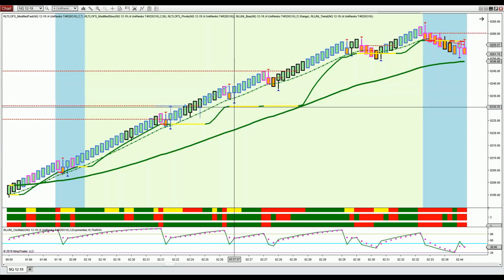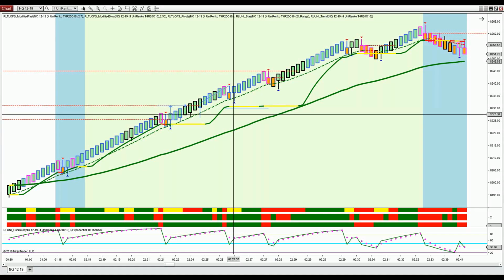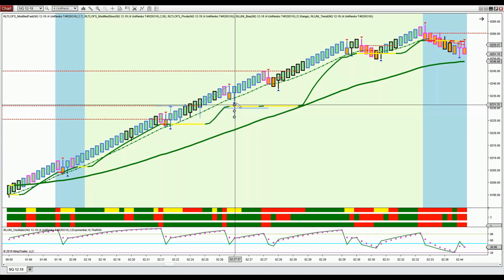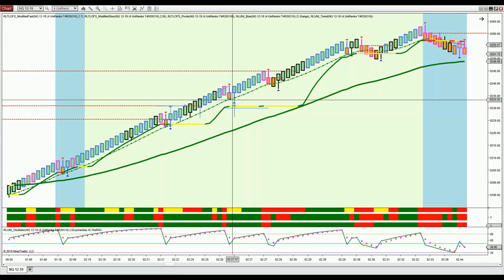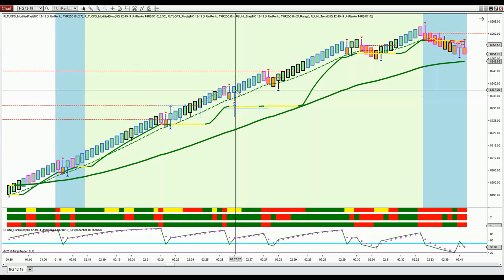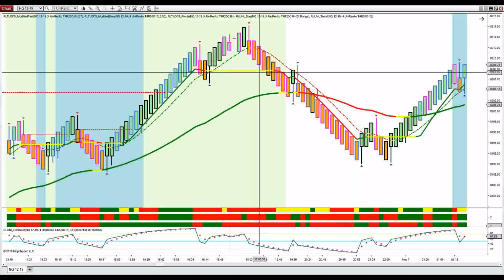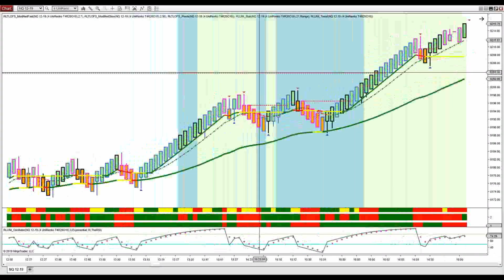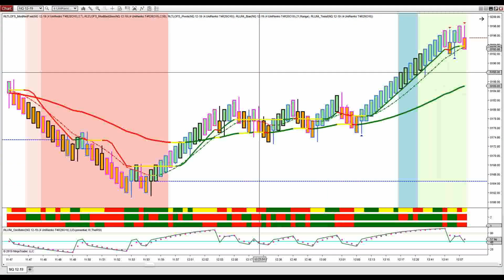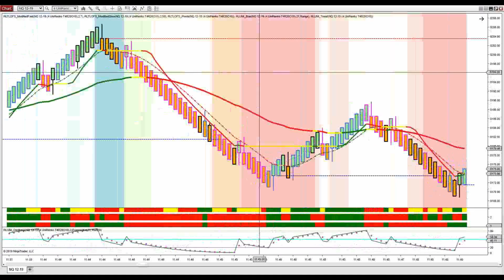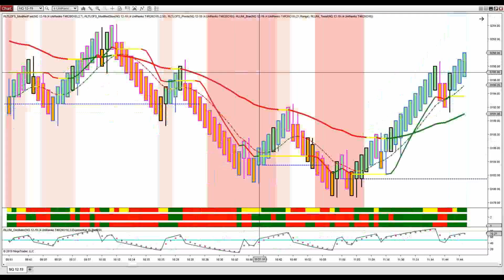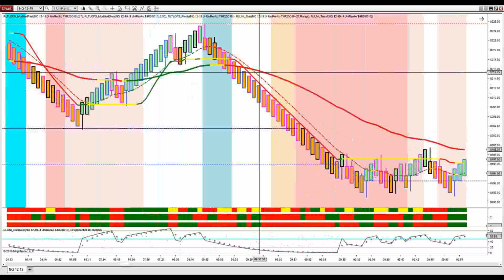Now, if you have the filter on of the RL trend, this will not be an entry. If you don't have the filter on, there's your oscillator entry right there for a long trade here. And that's a nice trade. So the filter makes it a lot more difficult for the system to take a trade, but it's going to eliminate some of the noise.